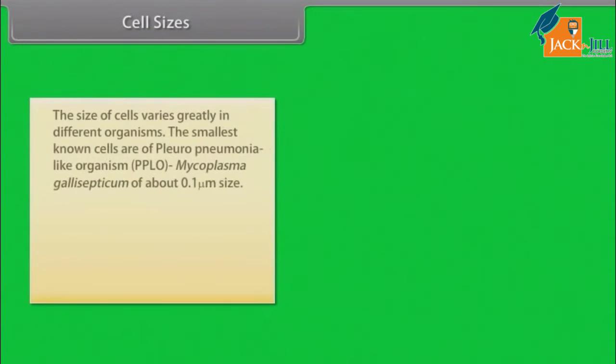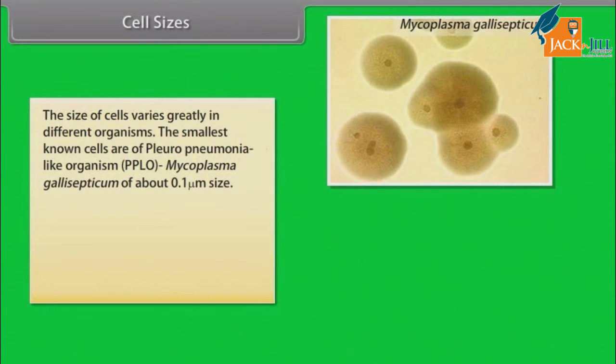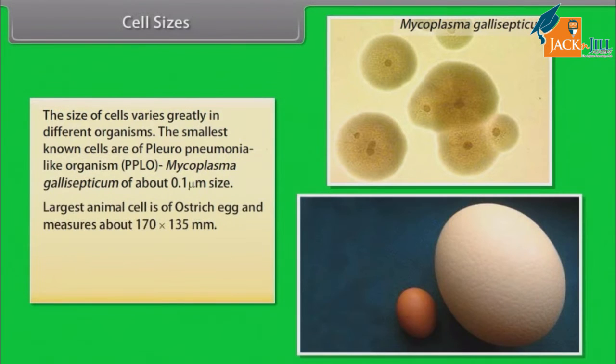Cell sizes. The size of cells varies greatly in different organisms. The smallest known cells are of pleuropneumonia-like organism, that is PPLO, Mycoplasma gallisepticum, of about 0.1 micrometer size. The largest animal cell is of ostrich egg and measures about 170 by 135 millimeter.